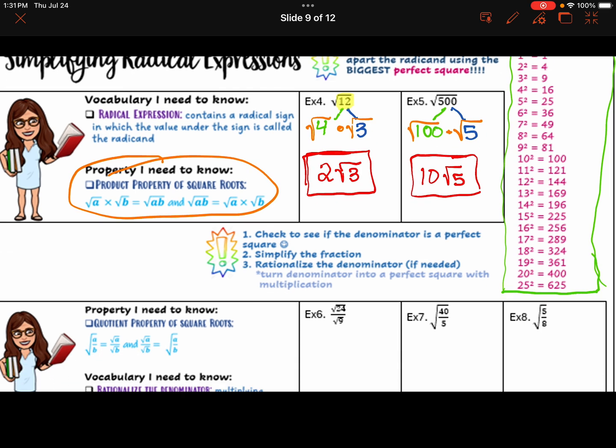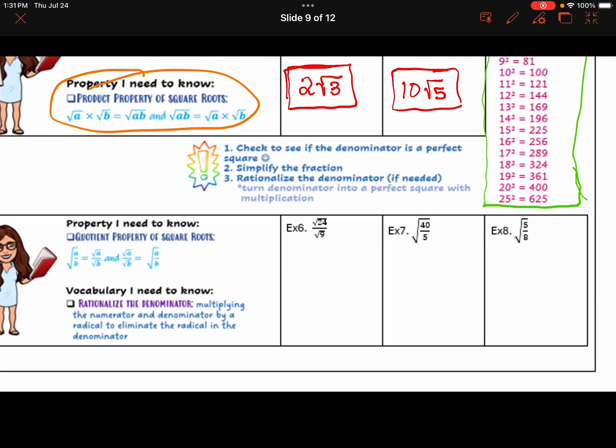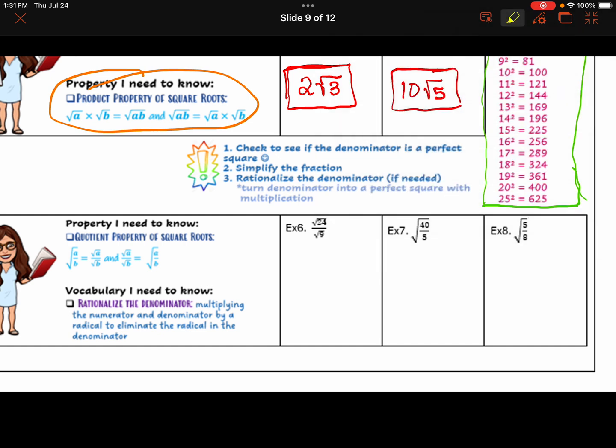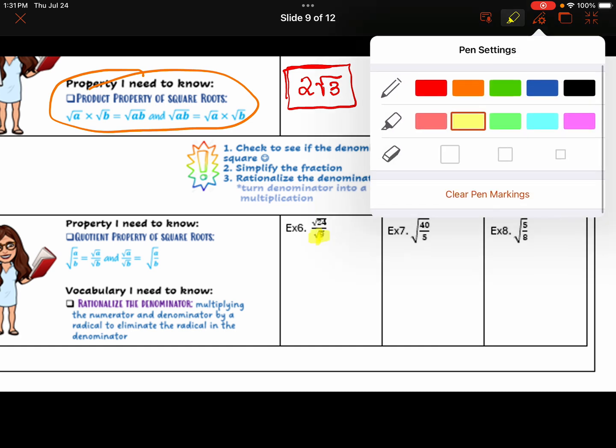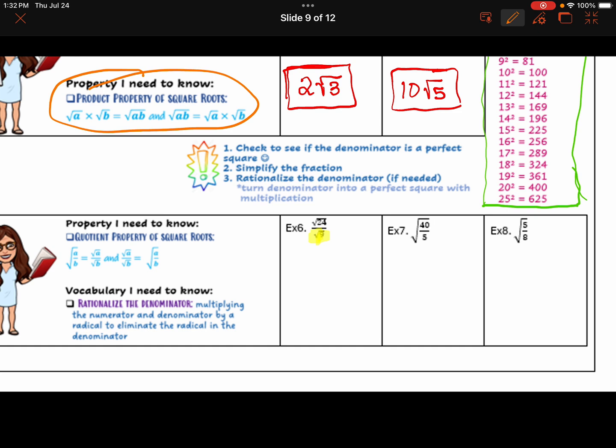Okay, now what happens if underneath the square root symbol there are fractions? The first thing we're going to look for is if the denominator is a perfect square, we are golden. The one and only rule when we are simplifying is that we can never have a non-perfect square in the denominator. It can be in the numerator, but it cannot be in the denominator. So I automatically know that the square root of 9 is 3. Okay, I'm good with that.